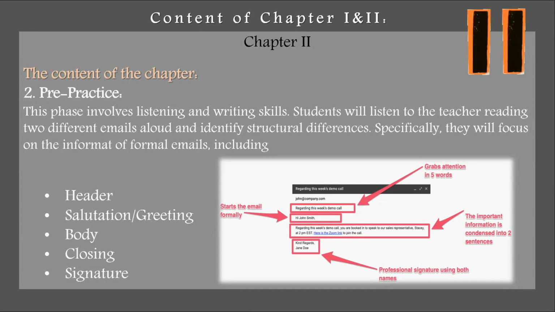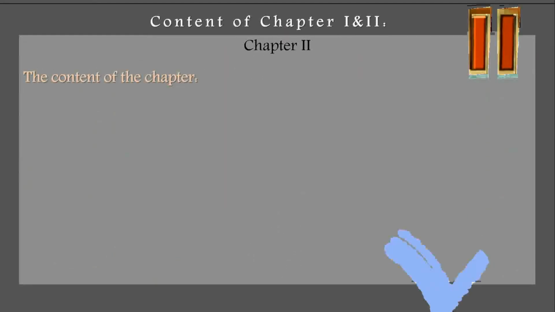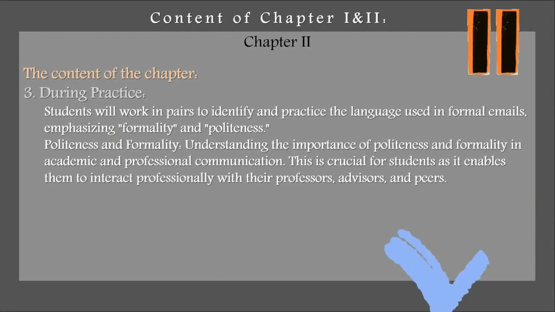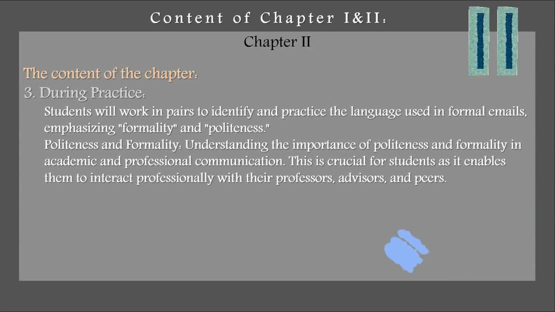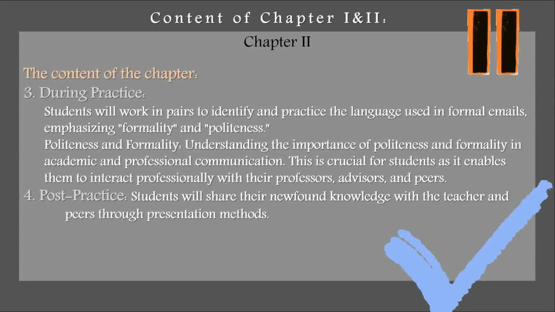Then finally we have the signature. A signature is a block of text at the end of the email that contains the sender's name, the contact information, and any other relevant details. During the practice, students will work in pairs to identify and practice the language used in formal emails, emphasizing formality and politeness. Formality and politeness are the understanding of the importance of being polite and formal in academic and professional communication. It is crucial for students as it enables them to interact professionally with their professors, advisors, or peers.